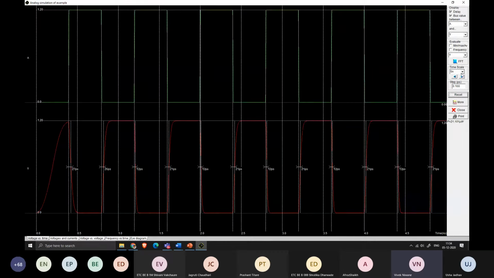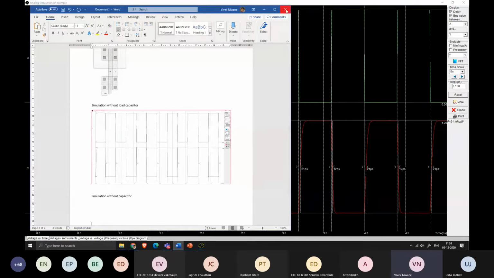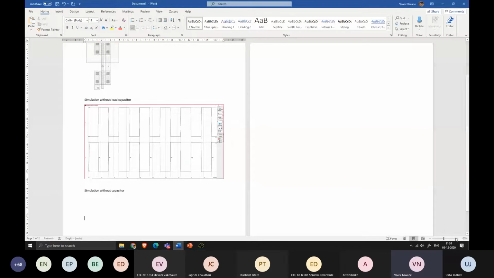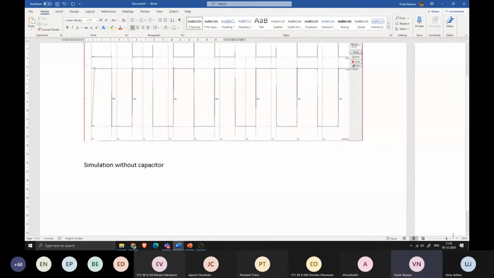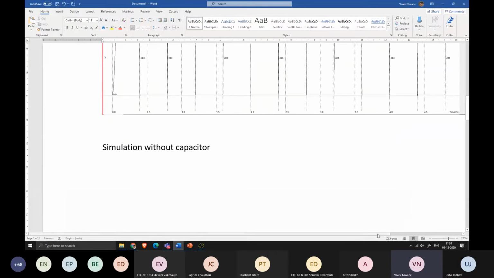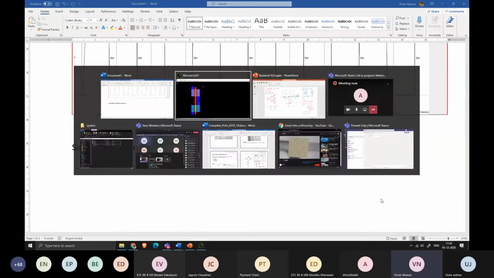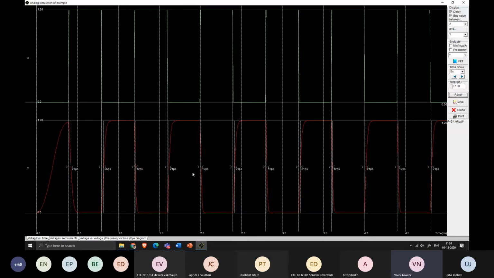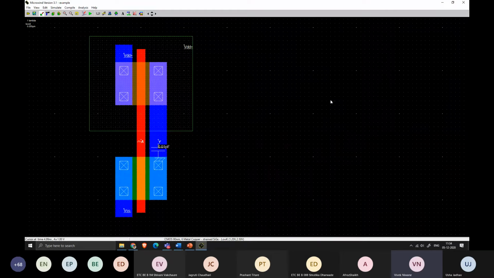Can you see now your 5 picosecond? Not 5, the 3 picosecond value. Okay, previously it was 3 picosecond, the rise time and the fall time. Those were only 3 picosecond, and due to addition of the load capacitance, the rise time is equal to 21 picosecond and fall time equal to 12 picosecond due to addition of a small capacitor.